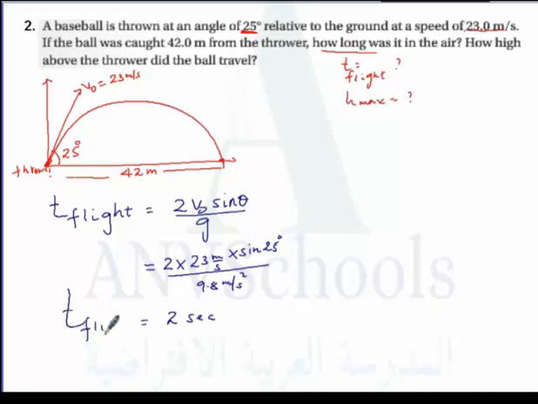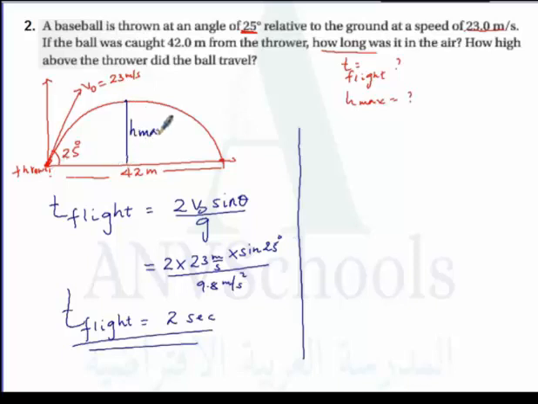So the object will reach the throwing level 2 seconds after it is thrown. So 2 seconds after it is thrown, it will reach the receiver, the one who caught the ball. So the ball will be in the air for 2 seconds. And the next question is, what is the height above the thrower? What's the maximum height that it can rise? So we want to find the maximum height, H max.